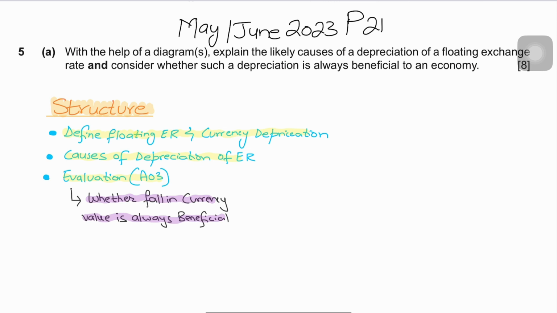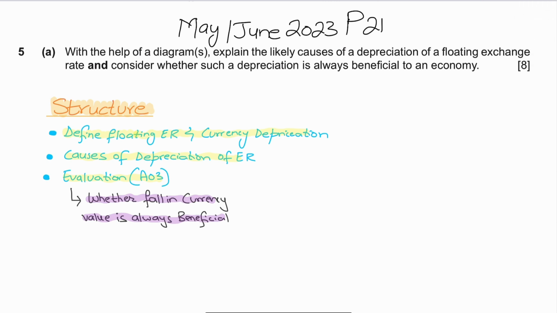So guys, you'll start off your answer with a definition of the floating exchange rate, followed by a definition of currency depreciation, and then you'll move on to explaining the causes of depreciation. You also make the diagrams for depreciation of an exchange rate, and then we'll comment, as part of your evaluation, on the fact that the question asks you to consider whether such a depreciation is always beneficial to an economy, right?